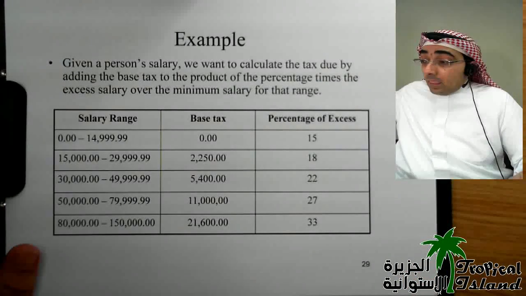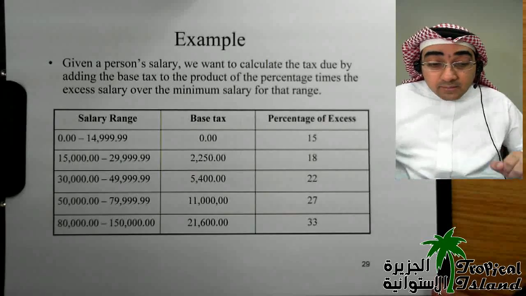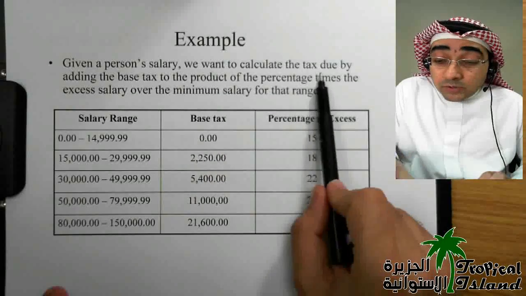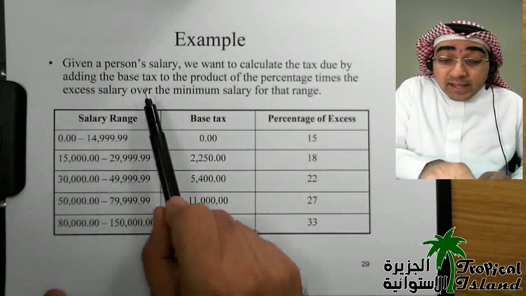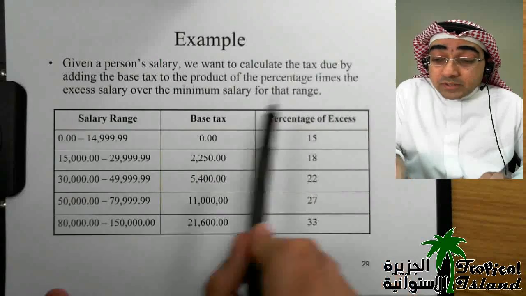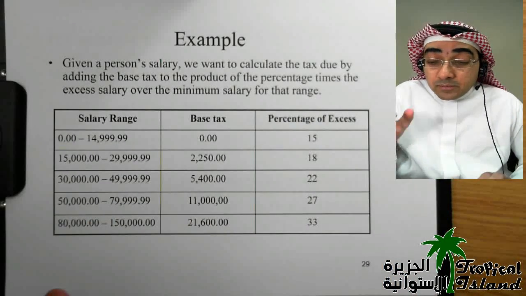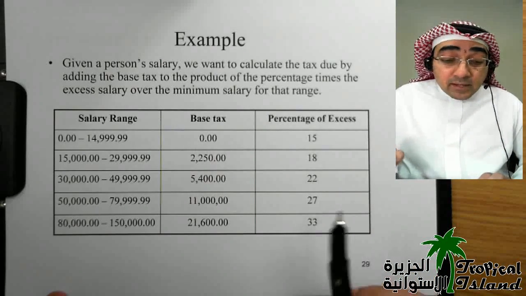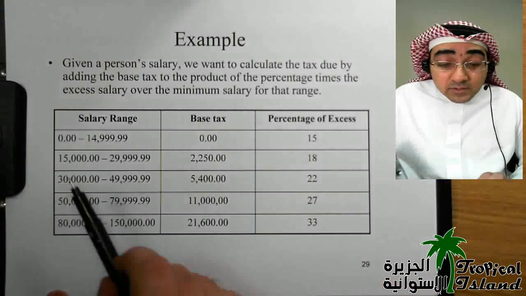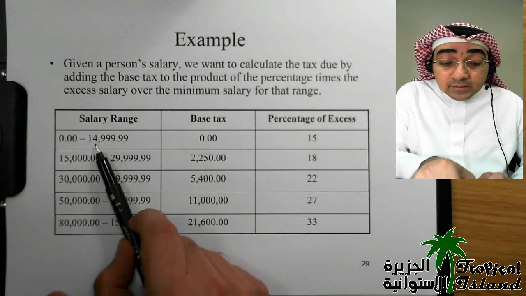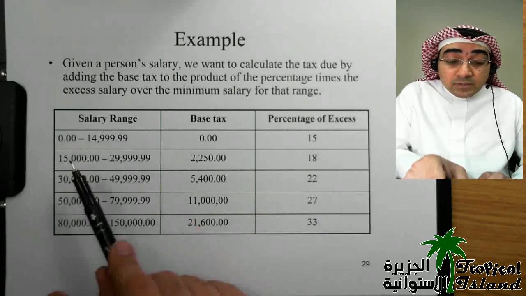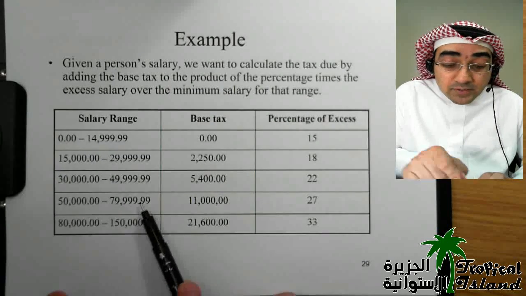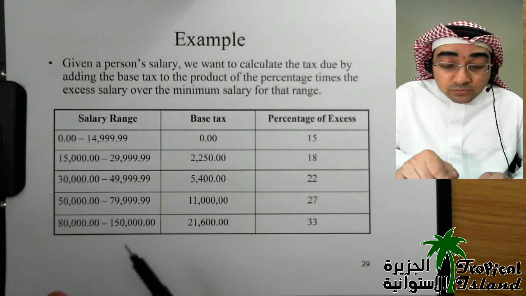Okay, so here is an example, and in this example we are given a person's salary and we want to calculate the tax due by adding the base tax to the percentage times the excess salary over the minimum salary for that range. Okay, so here's basically how you're going to be calculating the tax. So these are the salaries that you have. So you have from 0 to 14,999.99, less than 15,000, from 15,000 to less than 30,000, from 30,000 to less than 50,000, from 50,000 to less than 80,000, from 80,000 to more than 150,000.